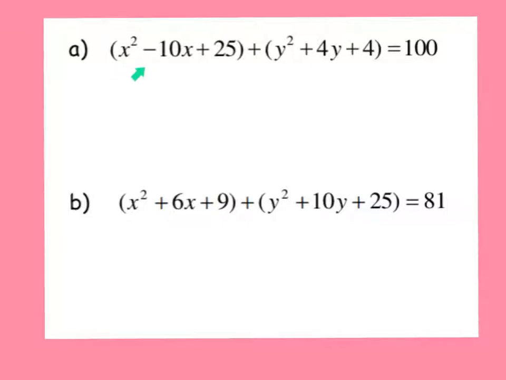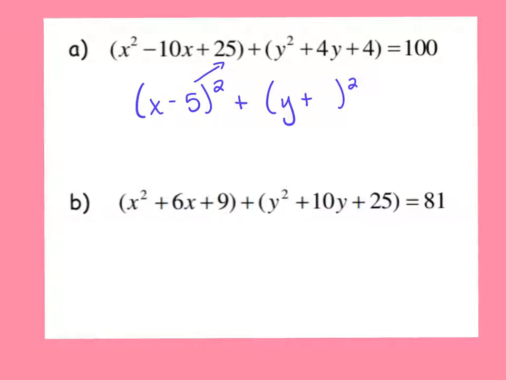If I look at this first part, x squared minus 10x plus 25, if I take half of negative 10, that's x minus 5 squared, and negative 5 squared is 25. So this one is in perfect shape. Y squared plus 4y plus 4, half of 4 is 2, so I've got y plus 2 squared. And then, nope, just kidding.